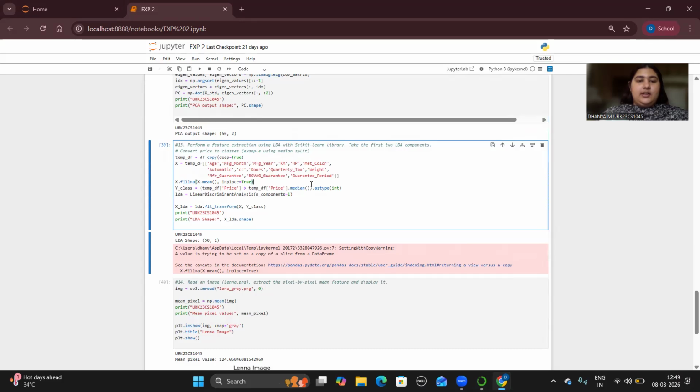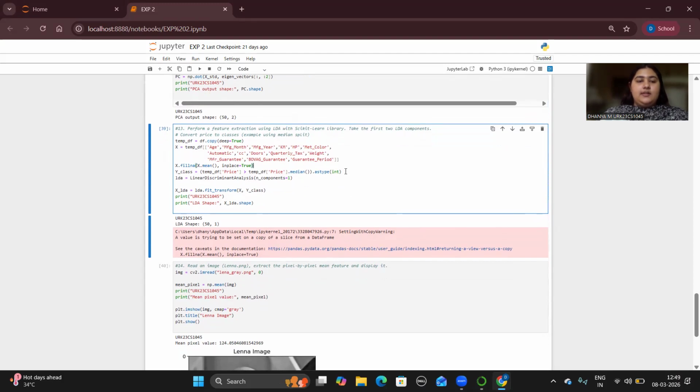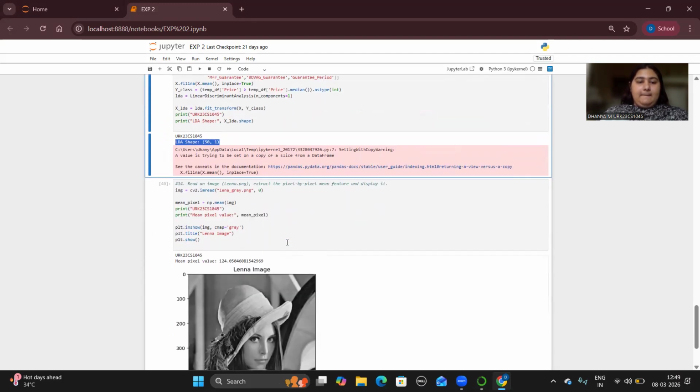And for the 13th question, I have performed LDA. LDA is another dimensionality reduction technique. So unlike PCA, LDA is a supervised method, meaning it uses class labels. The goal of LDA is to maximize separation between classes and reduce dimensionality. By extracting the first two LDA components, the dataset is transformed into a lower dimensional space while maintaining class separability. We can see the output here, the LDA shape 50 and 1.